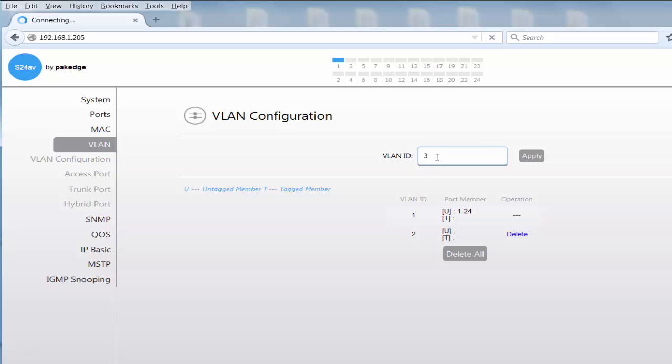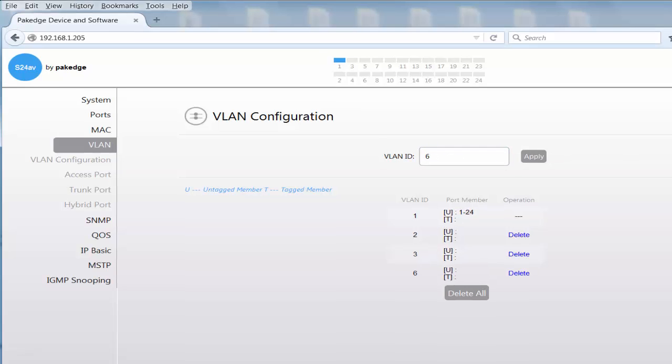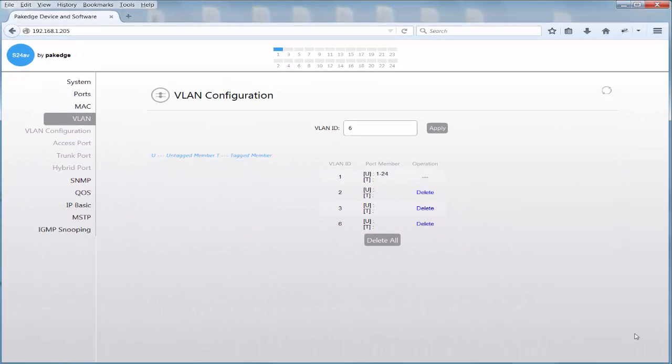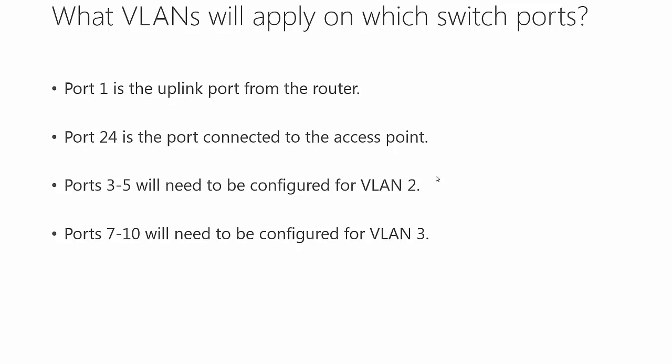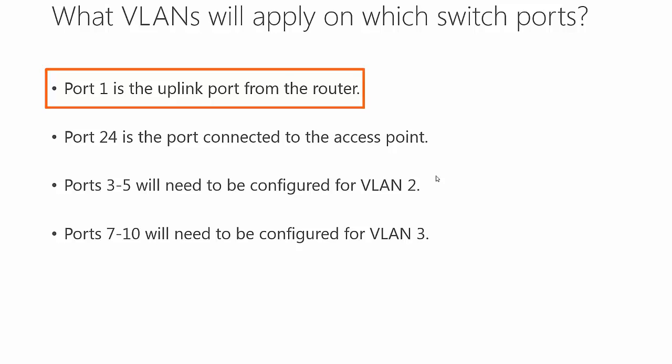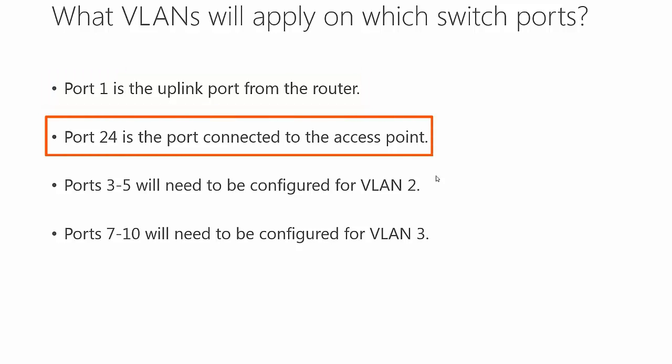Once you've completed adding these 3 VLANs, we are now able to begin configuring the ports on the switch. Now, the following are the ports and how I need them to be configured for my network. Port 1 is going to be my uplink port from the router. Port 24 is going to be my access point that will have multiple SSIDs tagged with different VLANs, including VLAN 6 for my guest network SSID.